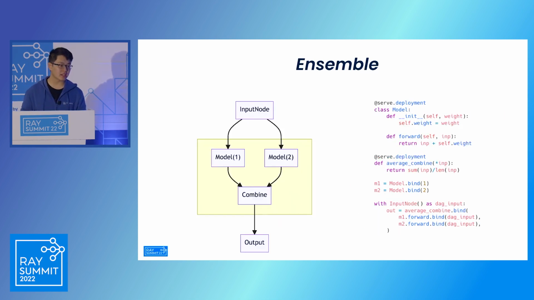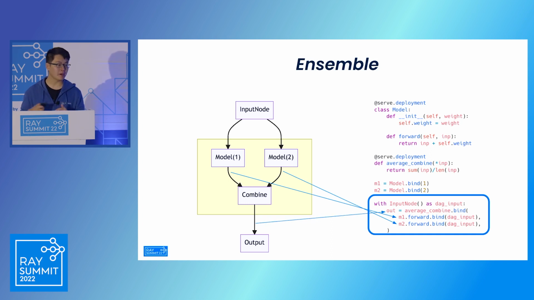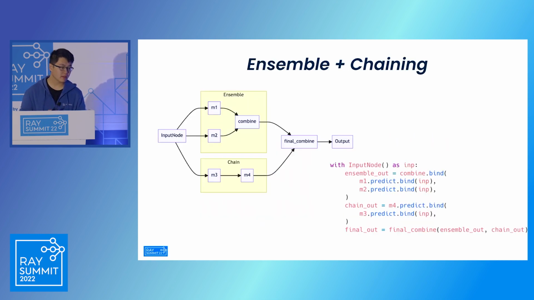And just like chaining, ensemble is not too different. Essentially, the input is passed in from the input node context manager and passed into M1 and M2 at the same time. Once it's gone through M1 and M2, we can pass the outputs to our average combine node, which declares the last edge in our data flow graph. And then, of course, with these two primitives, you can very easily start building an arbitrary graph.